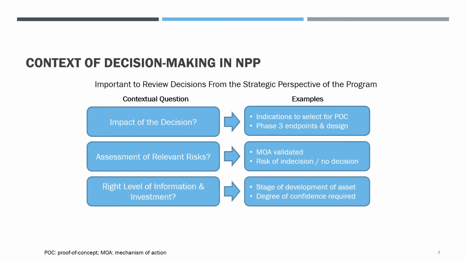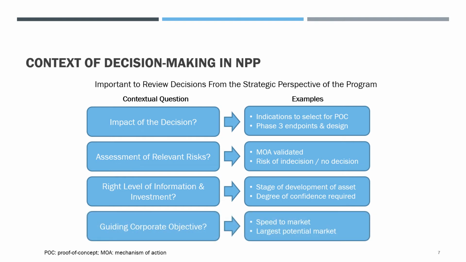Asking about the right level of information needed is critical since it can be easy to over-engineer and over-invest in situations where it is not warranted. An early-stage asset may not require the same degree of information as a late-stage asset. Another question to ask is, what is the guiding corporate objective or strategy? Depending on the answer, the decision could be heavily influenced in one direction over another.